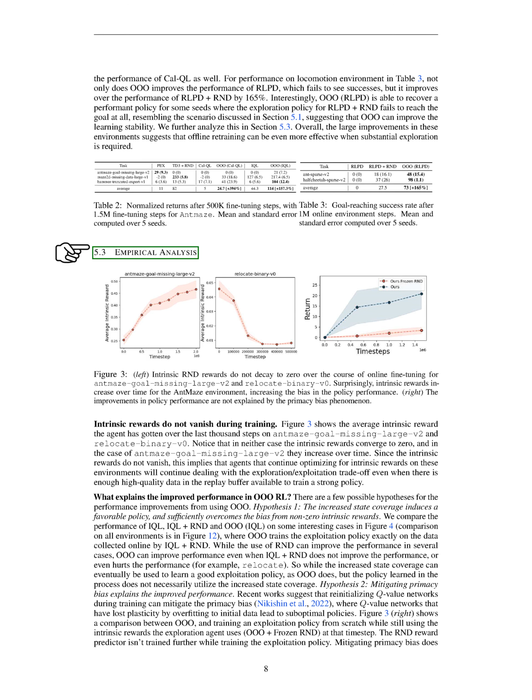Section 5.3 Empirical Analysis. In Section 5.3, we delve into an empirical analysis. We observe that intrinsic rewards, which are internal motivations for the agent, do not disappear during the training process. This is evident from the average intrinsic reward the agent receives over the last 1,000 steps on 2 environments, Ant Maze Goal Missing Large V2 and Relocate Binary V0. Interestingly, the intrinsic rewards do not reduce to 0 in either case. In fact, for the Ant Maze Goal Missing Large V2 environment, these rewards increase over time.